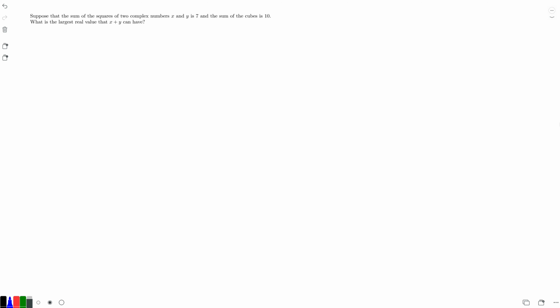The math over here, and today we're going to be looking at the 1983 AIME problem number 5. And here's a view of this problem. Suppose that the sum of the squares of two complex numbers x and y is 7, and the sum of the cubes is 10. What is the largest real value that x plus y can have?